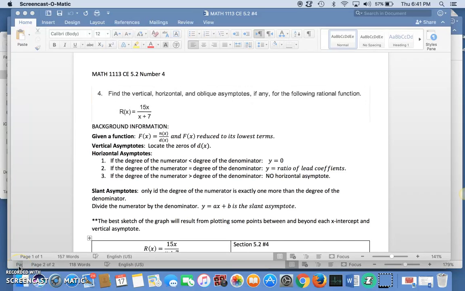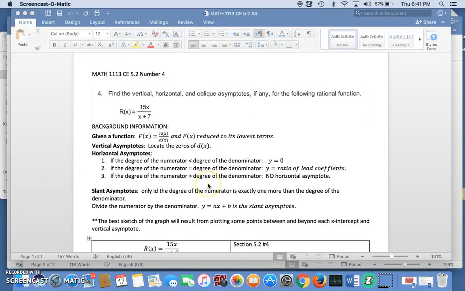Alright, 5 to number 4, you're finding vertical, horizontal, and oblique asymptotes, if any, for the following rational functions. So I'm trying to give you a little background information here. If you've got any function, it's basically a numerator divided by a denominator. And a lot of times you want to look at f of x reduced to its lowest terms to figure out some of the things. For the vertical asymptotes, basically you look at locating the zeros of the denominator. And whatever that is, that generally produces a vertical asymptote.